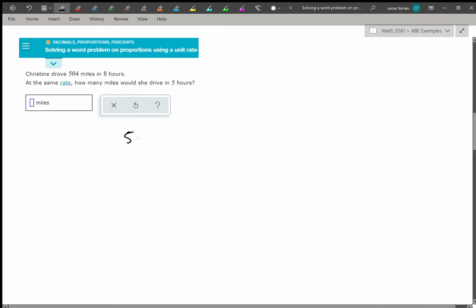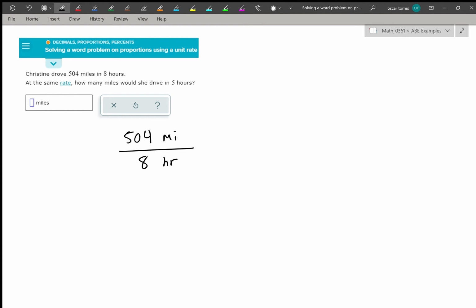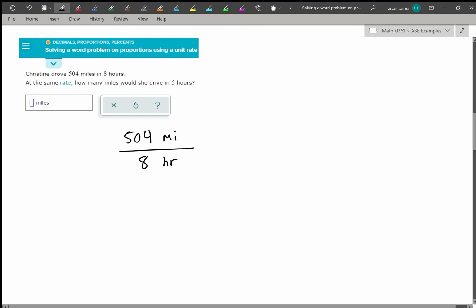So this problem tells us that Christine drove 504 miles in 8 hours. So I made this into a rate, I made it into a fraction. Now I don't know if we're going to use this or if we're going to flip it around, because it's entirely possible that we have 8 hours divided by 504 miles.